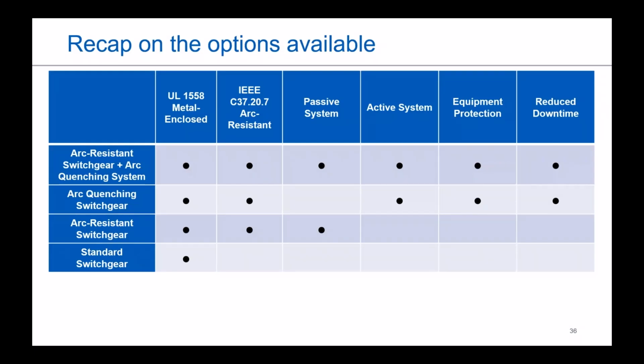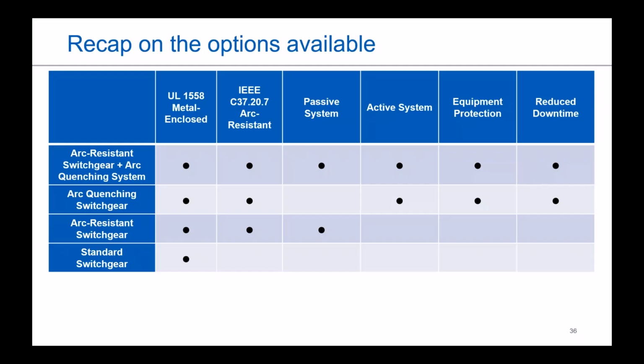There will be a version of this available to you afterwards, and it'll have this table. This table is just to give you an idea of what you're looking at when you're talking about the different solutions. If you just talk about basic switchgear that you can find here in the US, that's your UL 1558 metal enclosed low voltage switchgear. Once you start talking about arc resistant and arc quenching, that's when the IEEE C37.20.7 comes into play, and then really the differentiators between them.